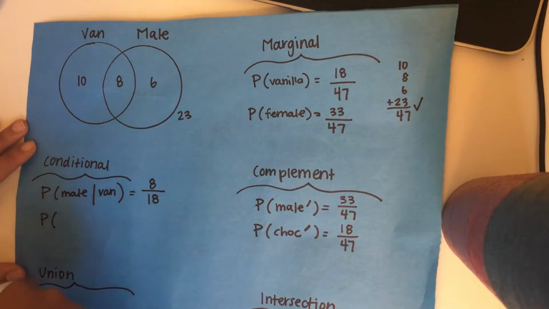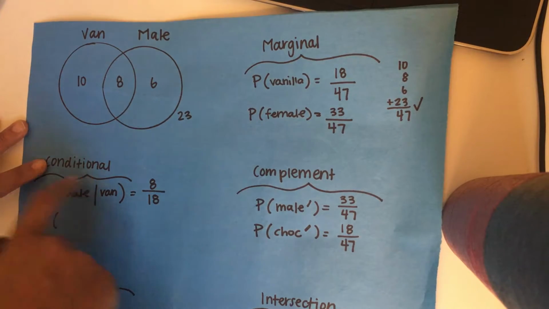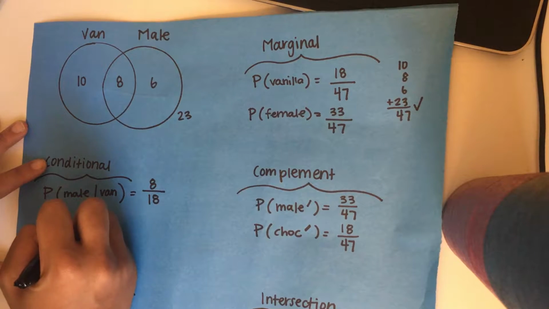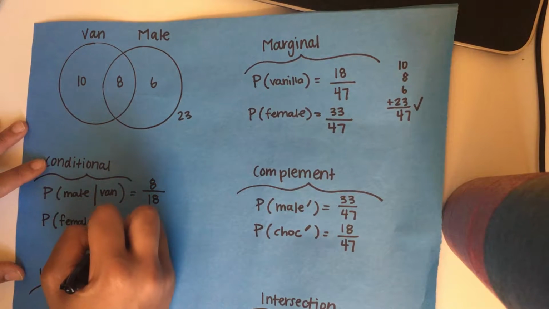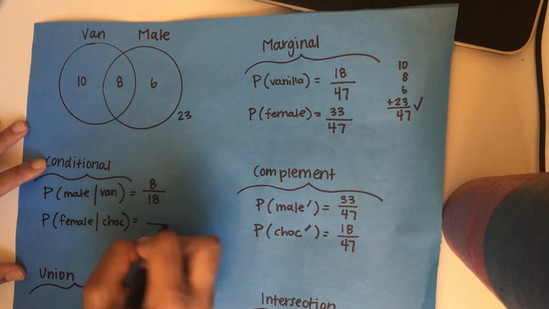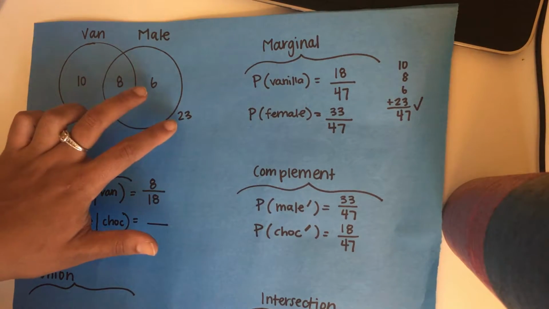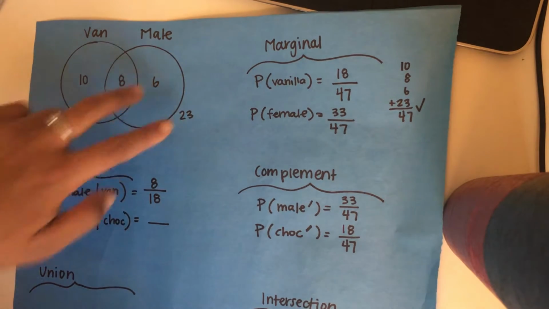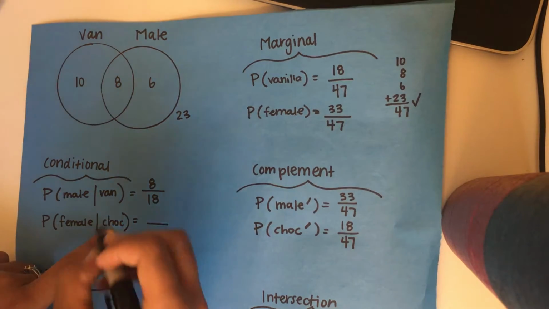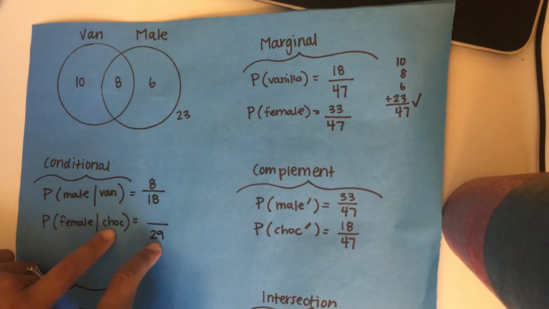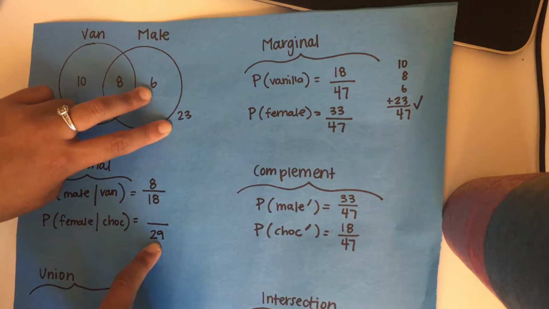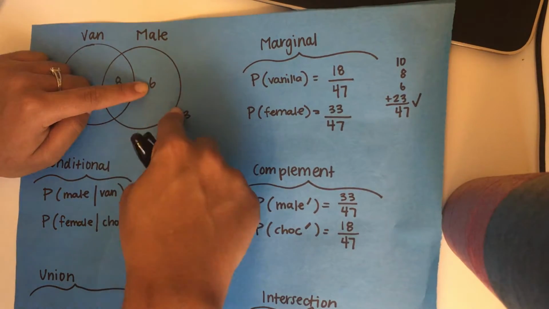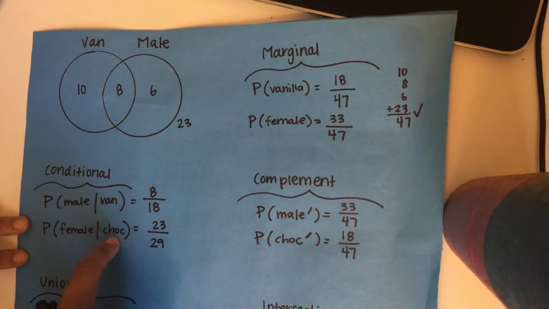Let's do an example of some conditional probability where the events are not shown. So maybe the probability that someone is female, given they like chocolate. Okay, so we know that there are 29 people that like chocolate because they are not in the vanilla circle. So out of our sample space of chocolate, those 29 people, how many of them are female? Well, these 6 are the males, so it must be these 23 females that like chocolate out of all the people who like chocolate.